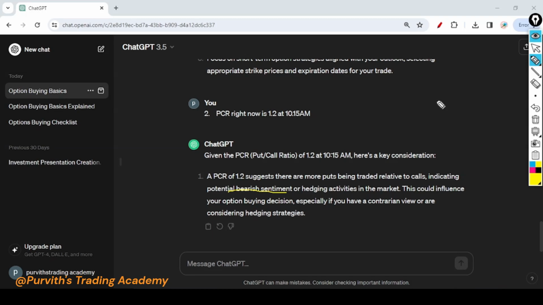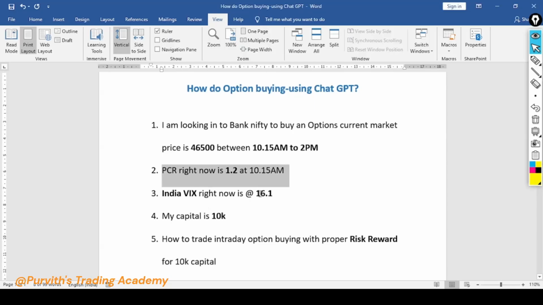The main reason behind that is sellers will always have huge money or smart money. Now for that reason we have to understand that. Here ChatGPT is giving it in terms of the buyer's perspective. Next question we will ask ChatGPT.